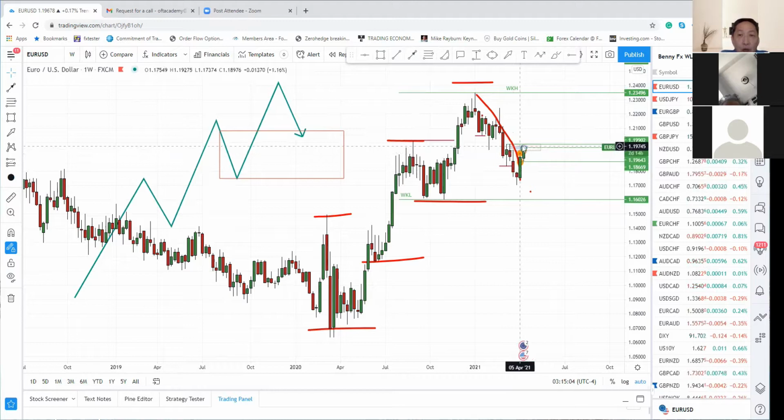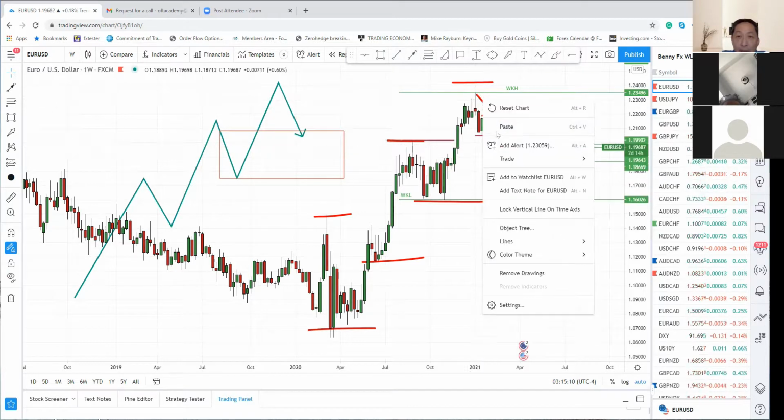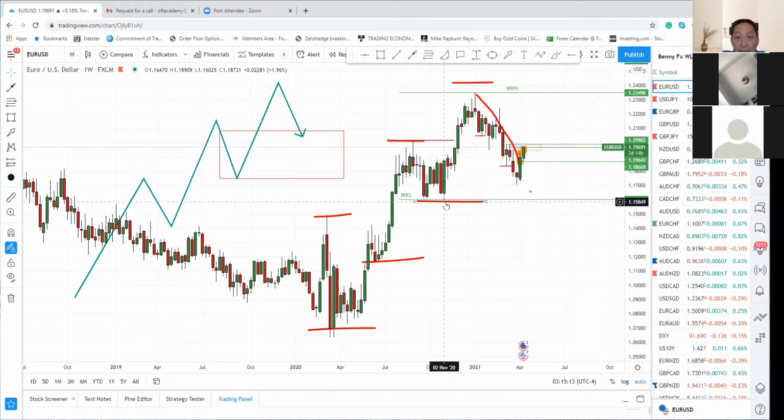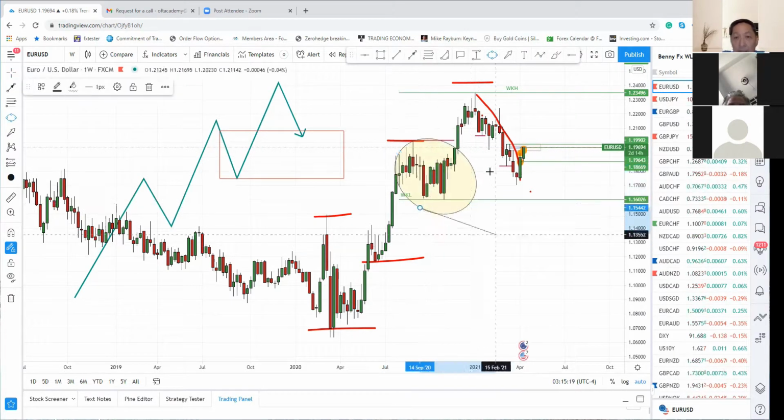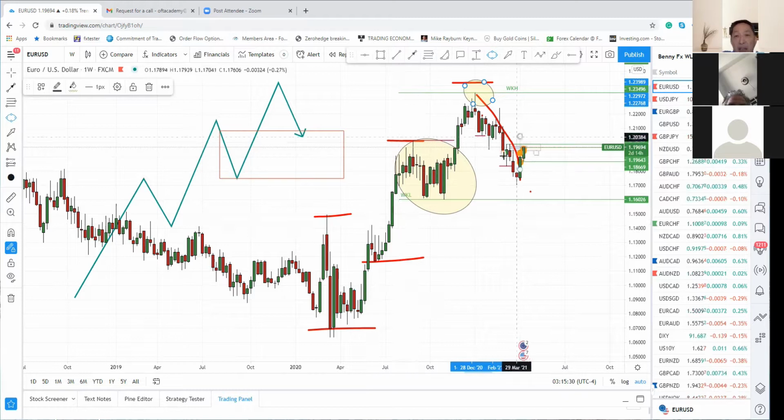So therefore, if weekly is in an uptrend and we see the price clearly pulling back to this weekly demand, the next likely target is going to be this high. Because weekly is in an uptrend, we don't expect price to go down. You should expect price to go up here.